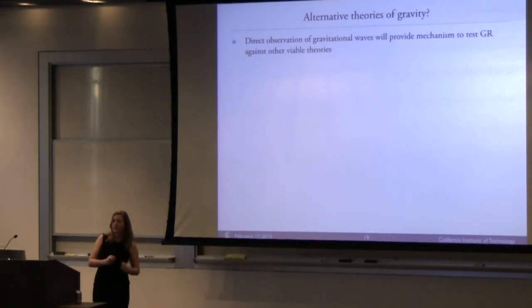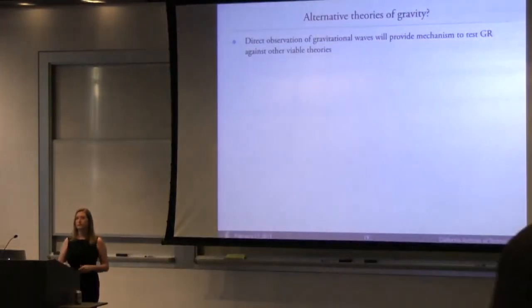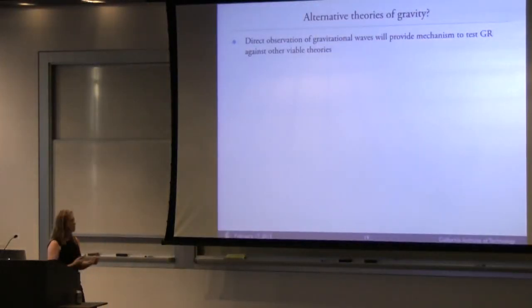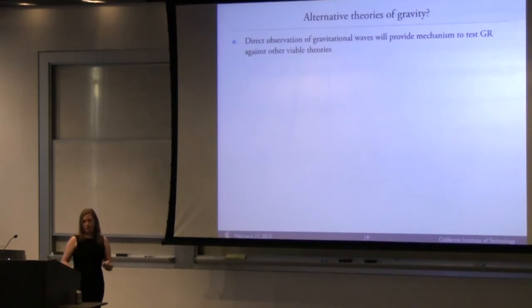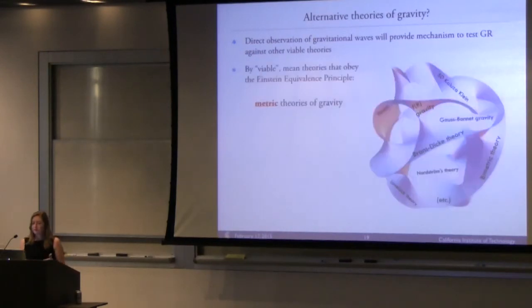We have tested general relativity in weak-field regimes, so we've done solar system tests of general relativity. We've observed the precession of the perihelion of Mercury. We've seen light bending around massive objects. But we haven't been able to test gravity in a strong-field regime. So when we finally detect a gravitational wave, it's going to give us a chance to do that for the first time. And the other point is that there are a number of viable theories that exist that can compete with relativity.